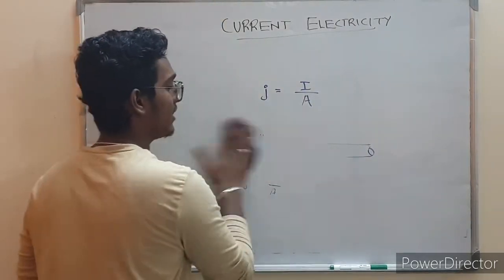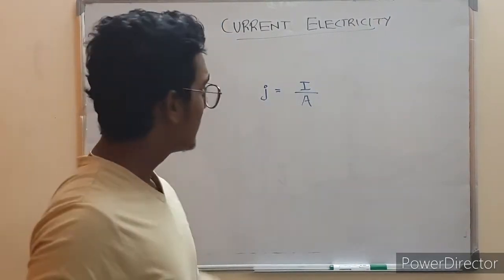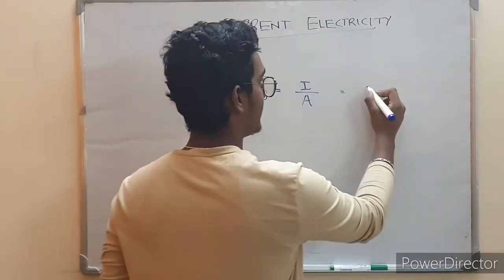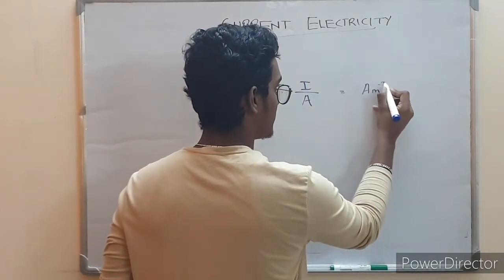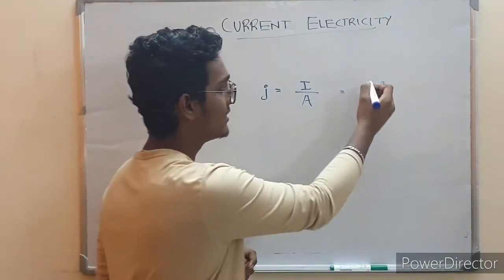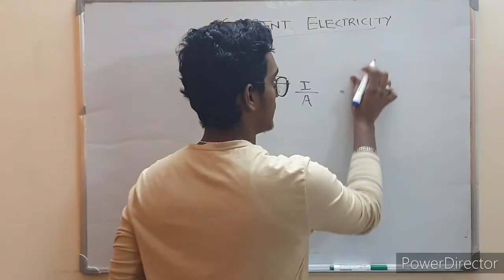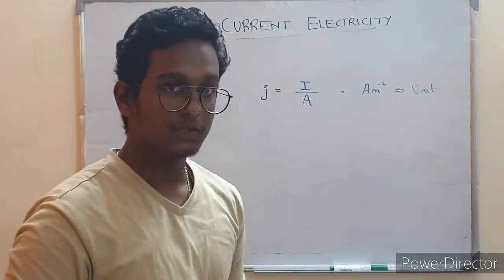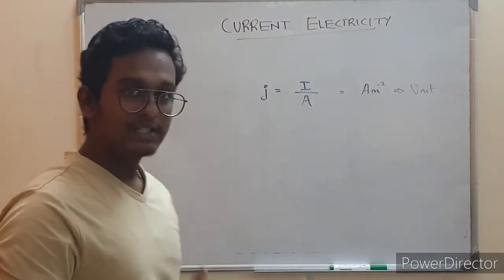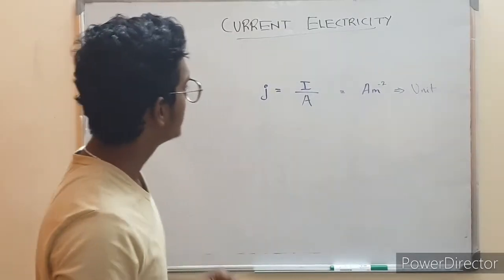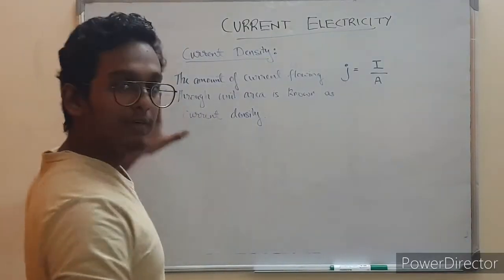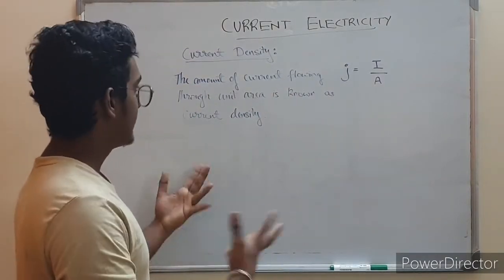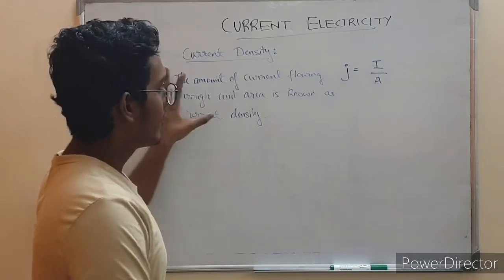And as you can see, you can directly derive its units. I is in amperes and area is in meter square. So when you take it in the inverse, it becomes ampere meter inverse. This A is not area, this is the unit. Ampere per meter square. So this is about current density. I'll write down the definition, you can copy it down. Okay, so here we have the definition of current density. It is the amount of current flowing through unit area. It's known as the current density. Okay, so now we are done with the first part.